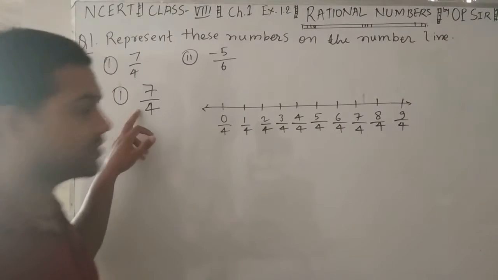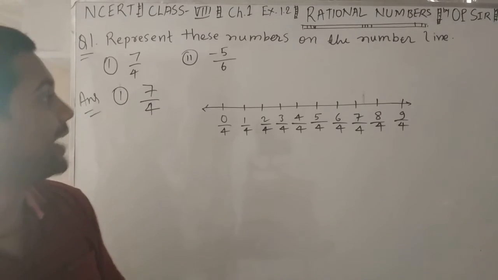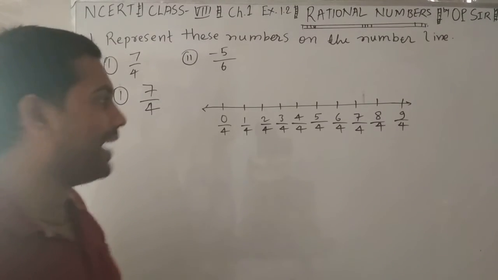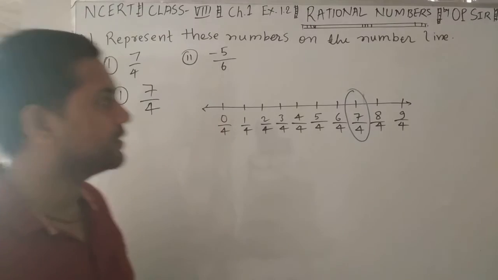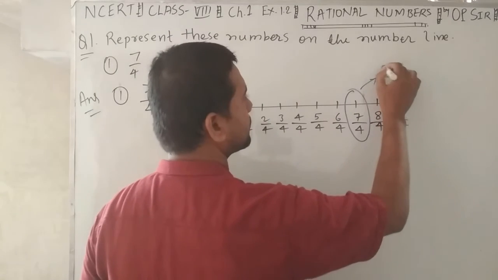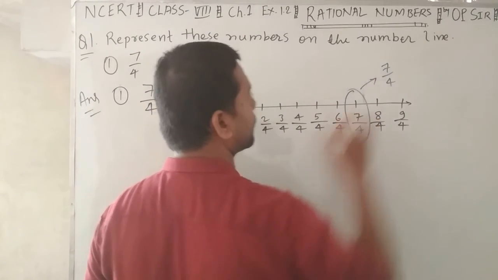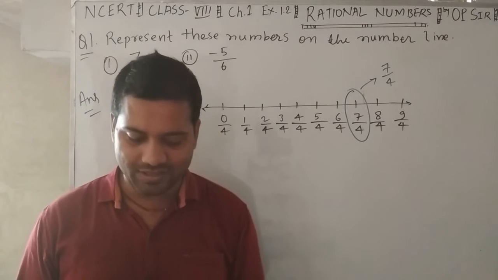And what do we need? 7 upon 4. And the best way is to encircle this 7 upon 4. And we can, even one more time, represent 7 upon 4. And this is our appropriate answer.